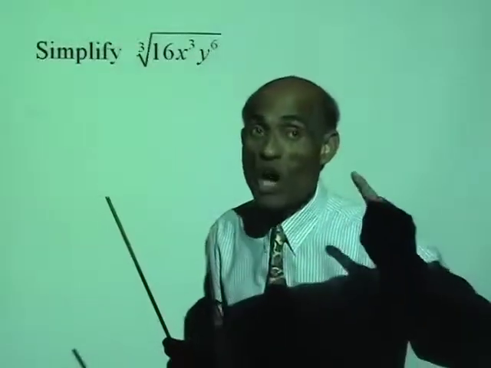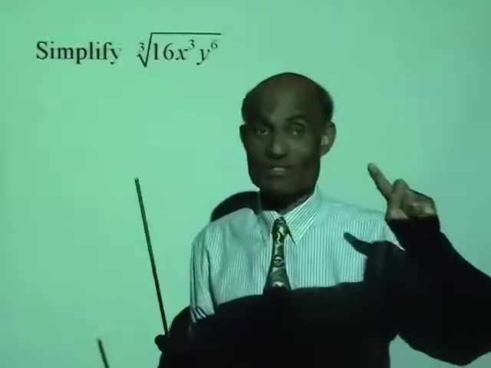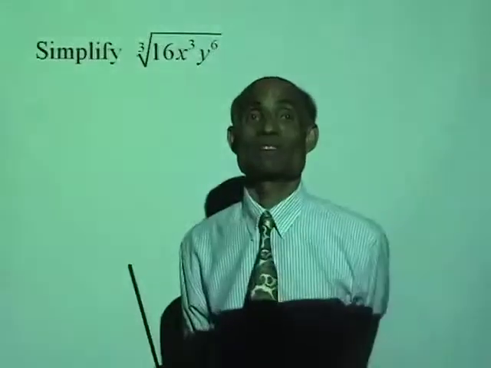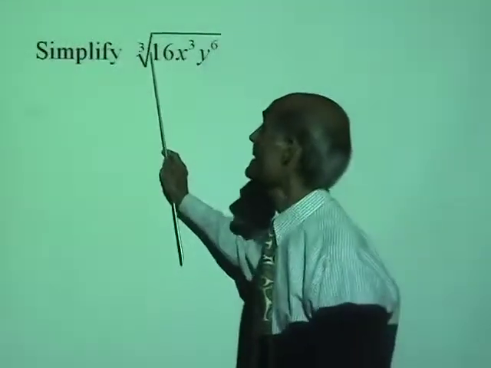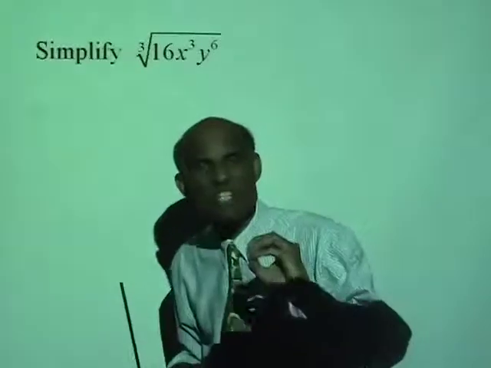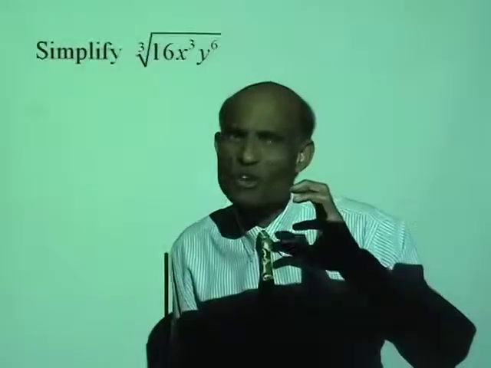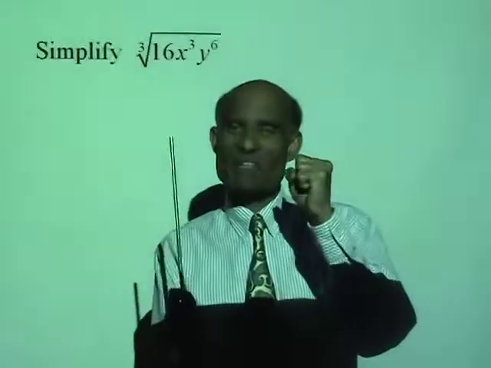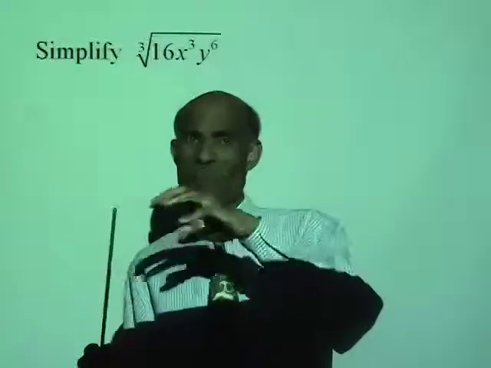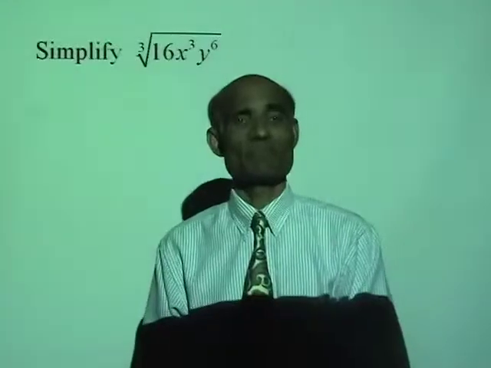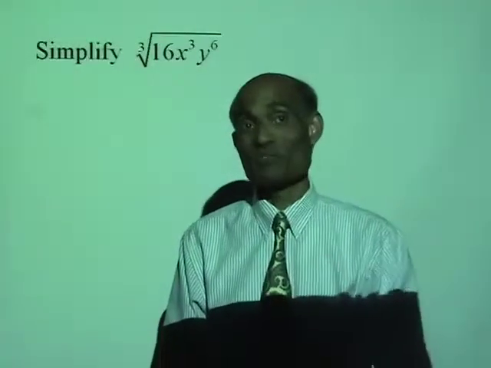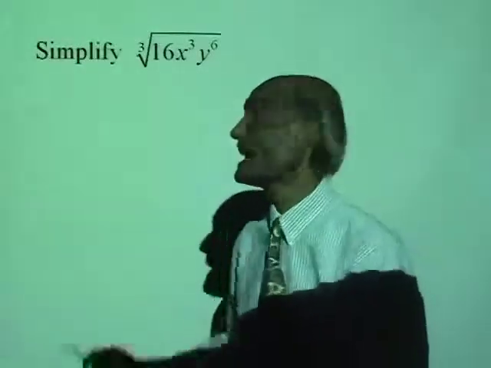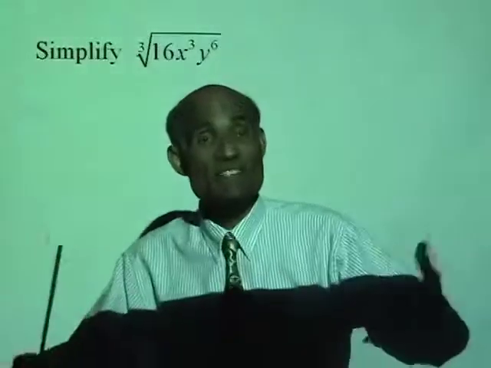Now this time we are not looking for perfect squares. This time we are looking for perfect cubes. Alright? Is it possible that 16 can be written as a perfect cube multiplied by something? Well, if you know your perfect cubes, 8 is a perfect cube. And 16 is 8 times 2.